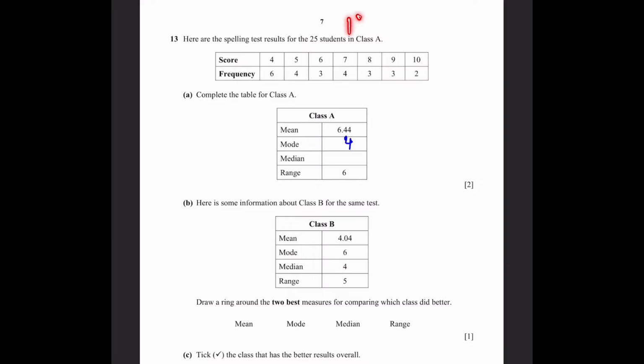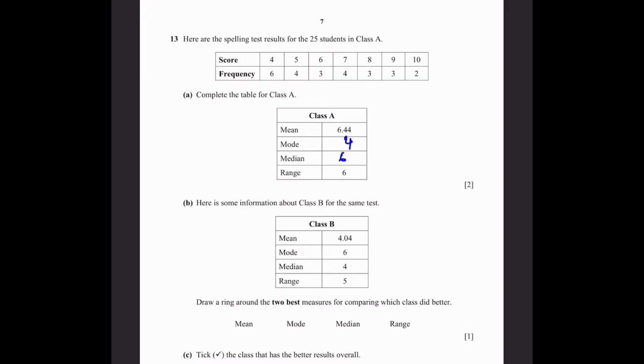Now we need to search for the 13th student. Over here we have 6 students, 10 students, 11, 12, 13 students when we add it up. So the 13th student comes in score 6. Therefore the median is also 6.